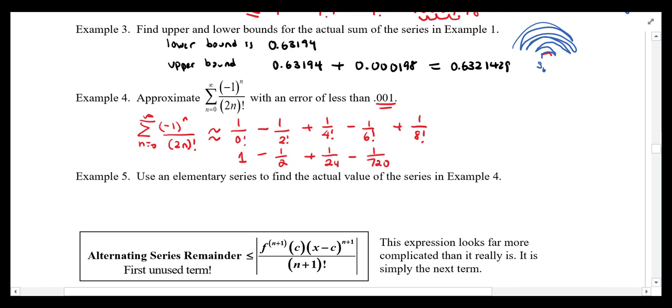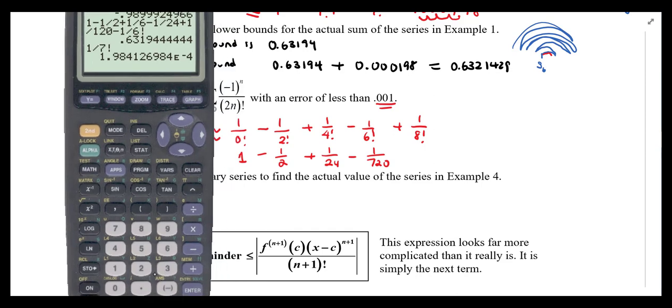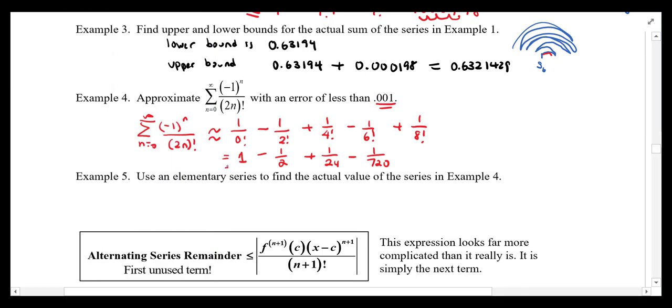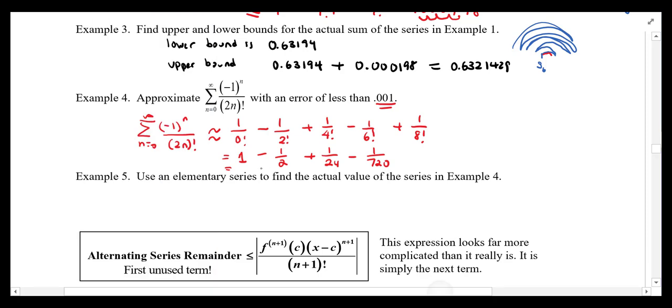Remember, 2 factorial is just 2, 4 factorial is 24, and 6 factorial is 720. I'm just curious what that would be right now. Let's go ahead and use your calculator. Let's try this: 1 take away a half plus 1 over 24 minus 1 over 720. And lo and behold, I get the answer, oh, that's not too bad. So up to there is equal to 0.54027 repeating.